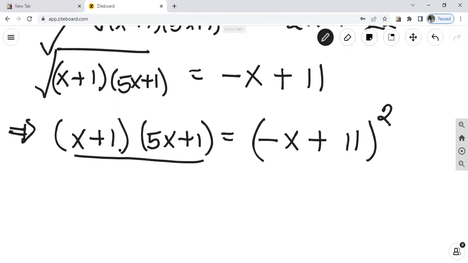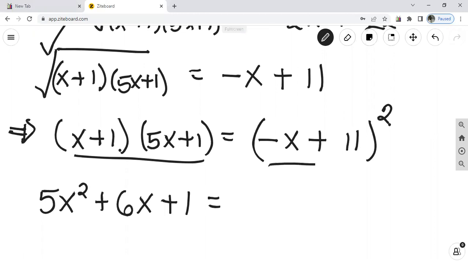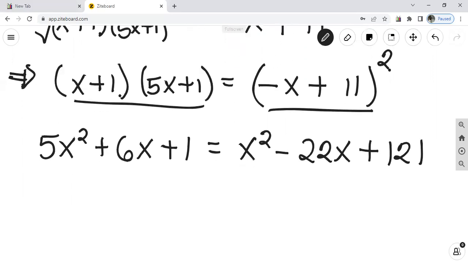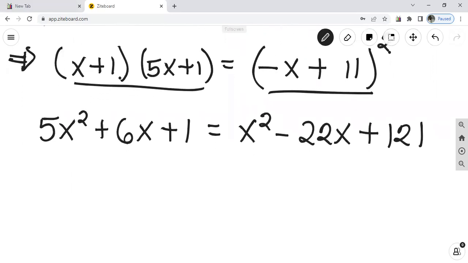Now expand this expression. What do you have? You have 5x squared plus 6x plus 1 is equal to... expand this, what do you get? You have x squared minus 22x plus 121. Very good. Collect like terms and simplify.